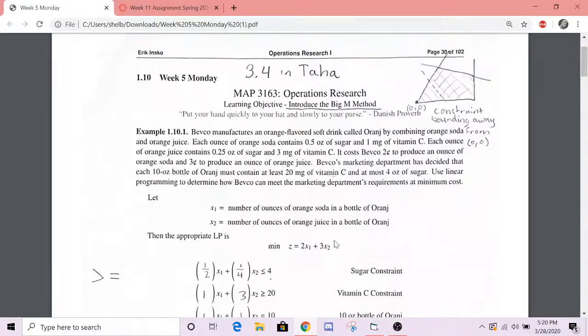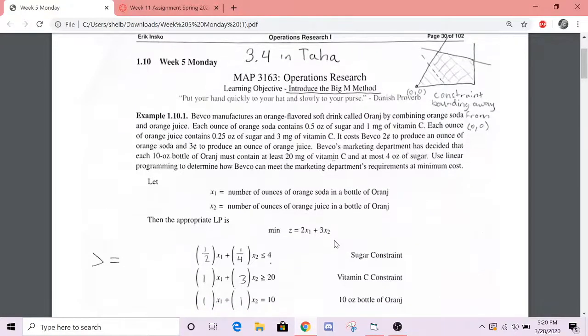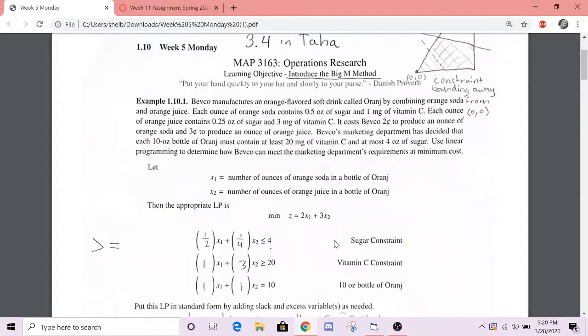I'm going to be going over the Big M method introduced in Week 5 Monday's lesson. The example problem they gave us was Bevco manufactures an orange-flavored soft drink called Orange by combining orange soda and orange juice. Each ounce of orange soda contains 0.5 ounces of sugar and 1 milligram of vitamin C. Each ounce of orange juice contains 0.25 ounces of sugar and 3 milligrams of vitamin C.